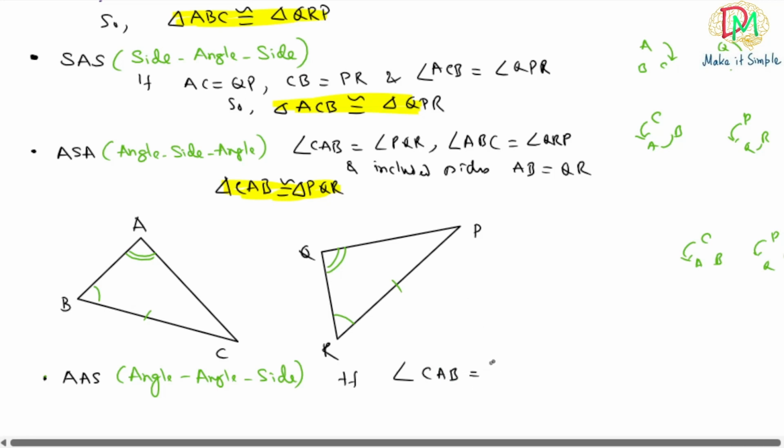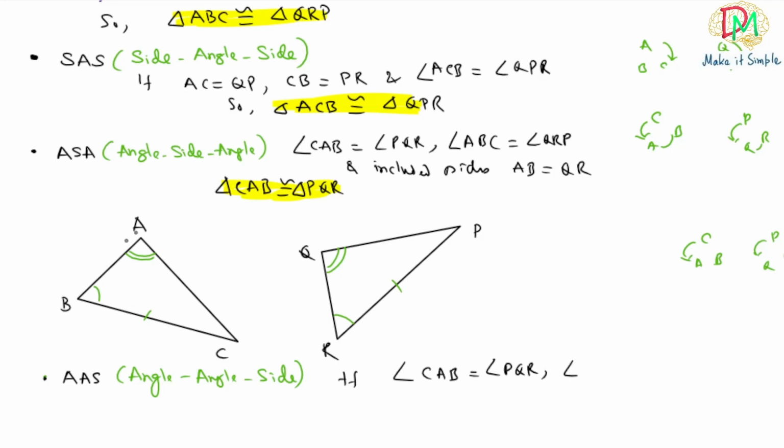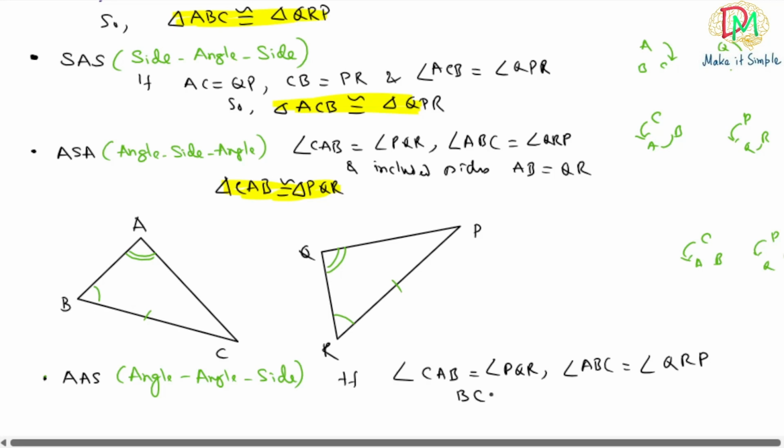equal to angle PQR, and angle ABC is equal to, now look at this, QRP, and non-included sides. Non-included means not included by these two angles, other than AB. So here BC is given. So BC equal to, now look at this, BC equal to RP.